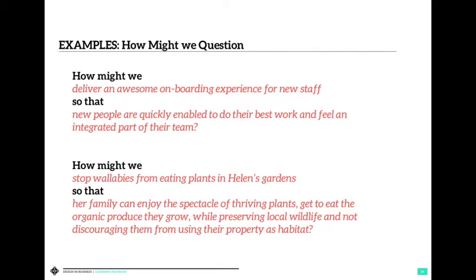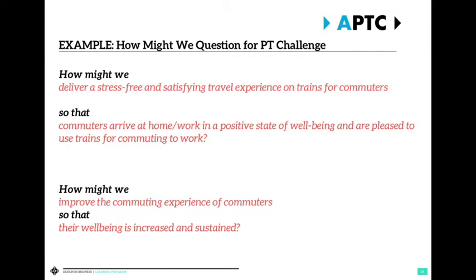So you want to be able to ask questions like, what do you understand to be the desirable outcomes? And you want to be able to ask questions about what principles do you anticipate might be associated with this question. So you can actually use this as well to describe what your principles might be. All right, there's just an example for our travel one. So how might we deliver a stress-free, satisfying travel experience so that commuters arrive at home or at work in a positive state? Now remember, we can actually reverse this around.